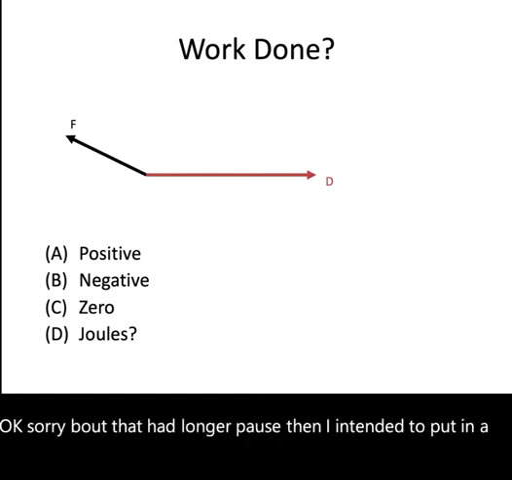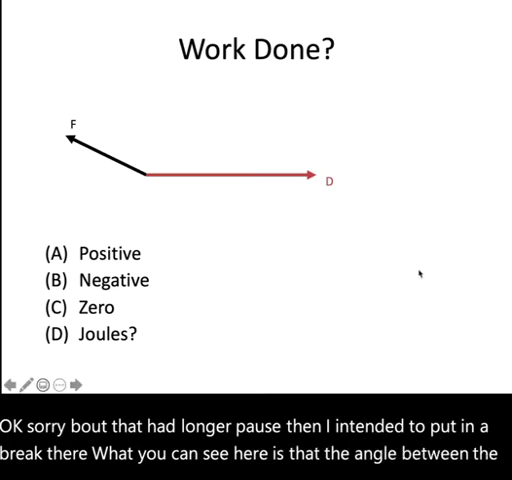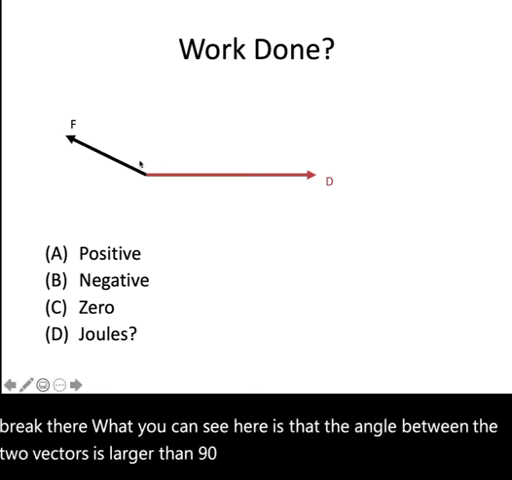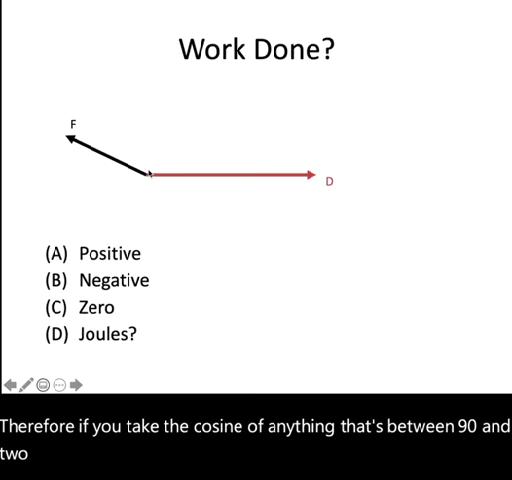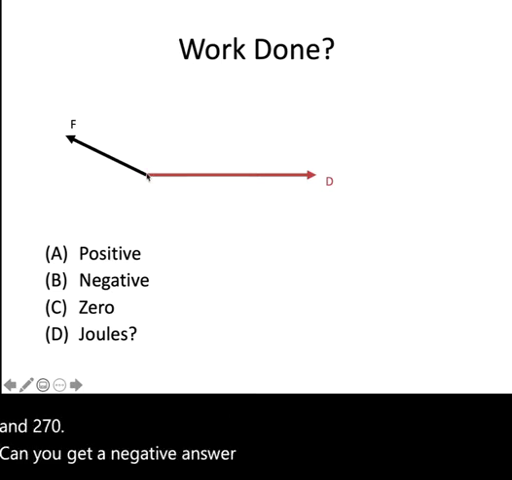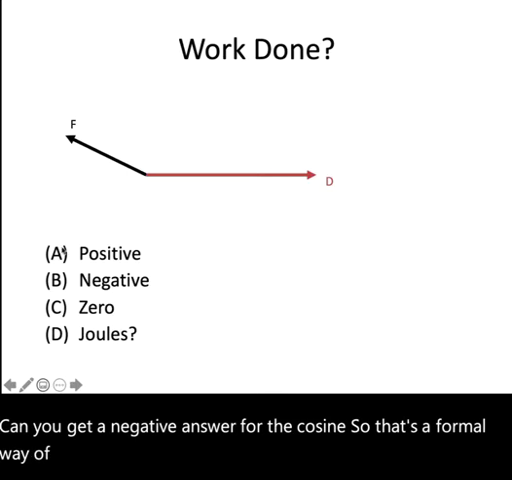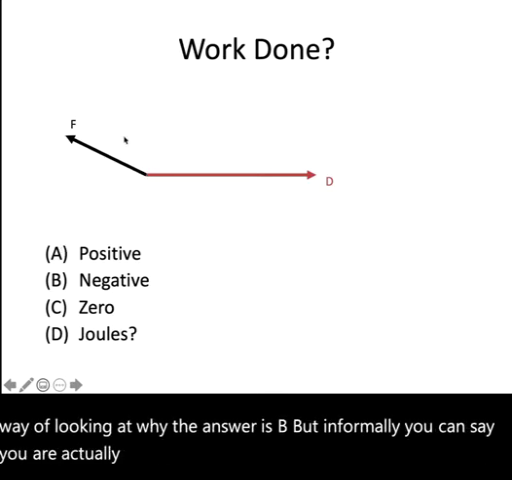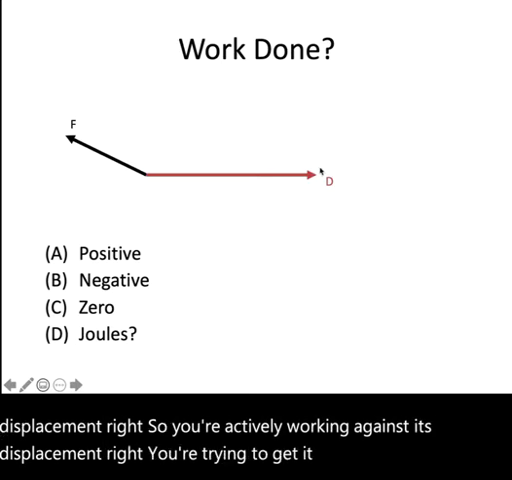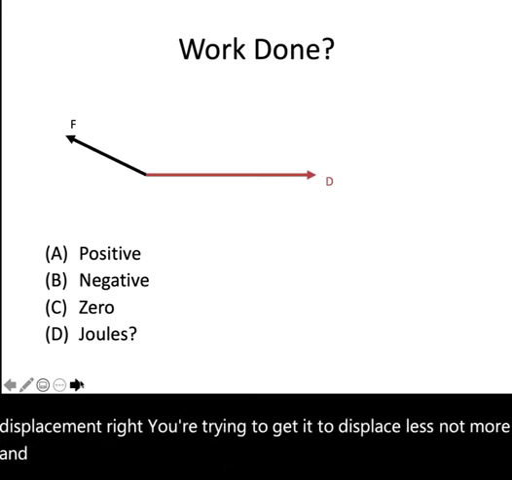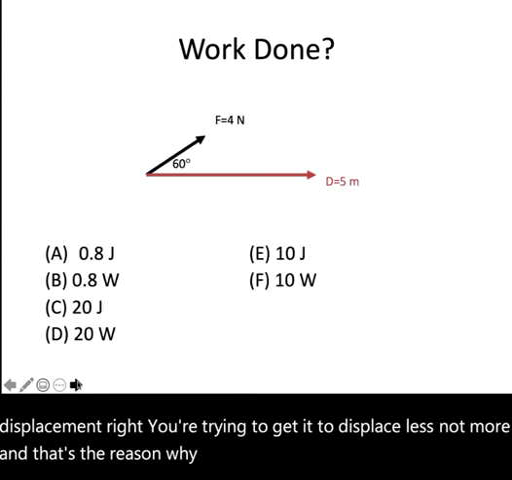What you can see here is that the angle between the two vectors is larger than 90 degrees. And therefore, if you take the cosine of anything that's between 90 and 270, then you get a negative answer for the cosine. So that's a formal way of looking at why the answer is B. But informally, you can say you are actually pulling this crate in the wrong direction for its displacement, right? So you're actively working against its displacement. You're trying to get it to displace less, not more. And that's the reason why a negative amount of work would make sense.